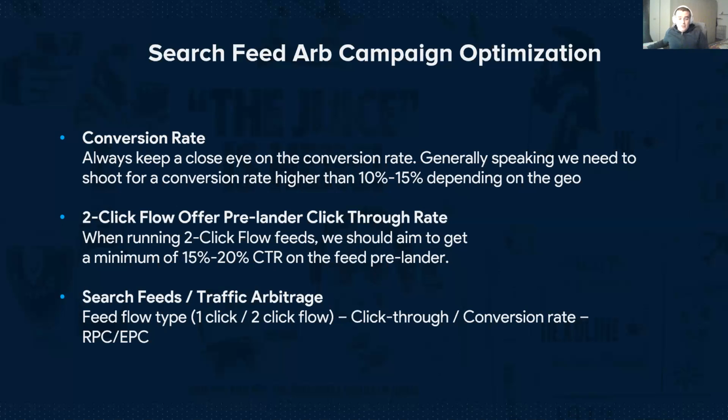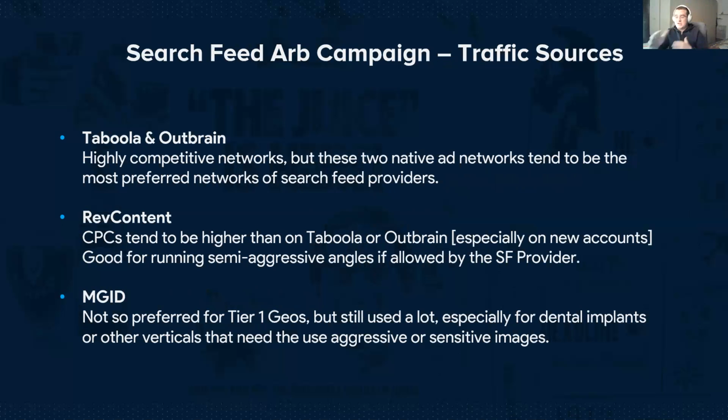Then moving on to the traffic sources, there are some preferences in terms of traffic from these search feed providers. Obviously, they love Facebook traffic or social traffic, like every other offer network. But in terms of native ad networks, the top preferred ones are Taboola and Outbrain. We know that they are highly competitive networks, but these tend to have the best quality and tend to be the most preferred networks from search feed providers as well.